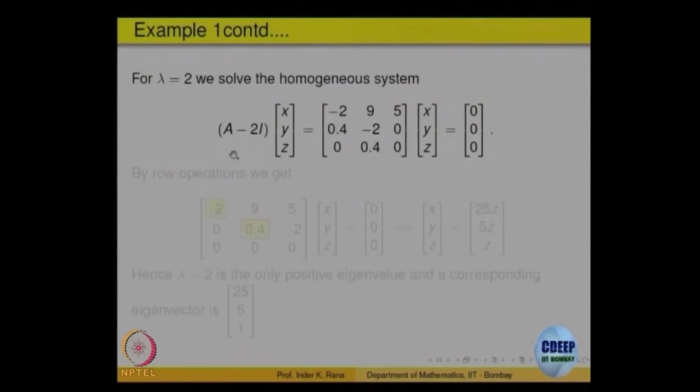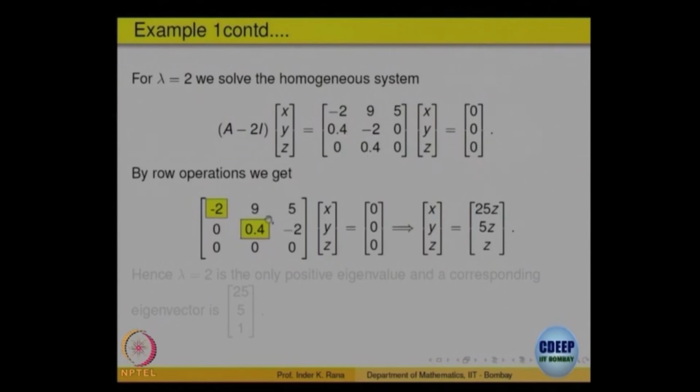So, I am just giving a process for lambda equal to 2 to find an eigenvector. This will do for all eigenvalues: A minus 2I applied to a vector x is equal to 0. So, apply that, you get a homogeneous system. How do you solve it? Reduce it to the row echelon form. So, you get this.